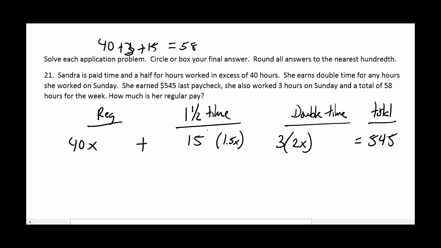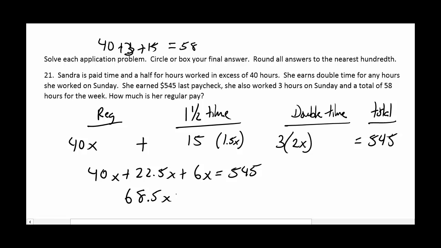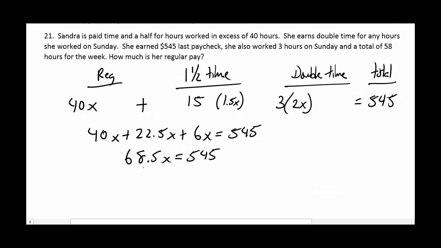Okay, so then from here, we just have a good old-fashioned equation. So 40x plus 1.5 times 15 is 22.5x, plus 3 times 2 is 6x. Let's see, so 22.5 plus 40 plus 6 is 68.5x equals 545. And then I want to divide that out.